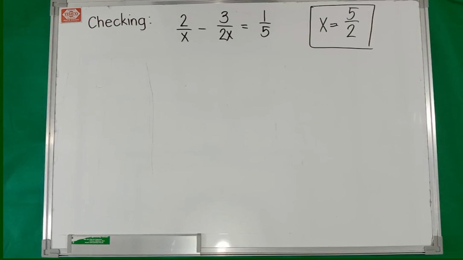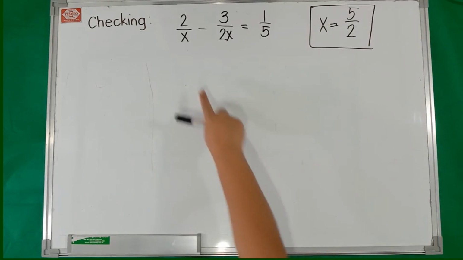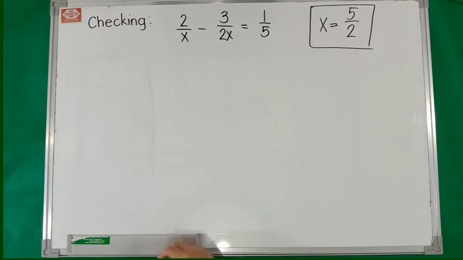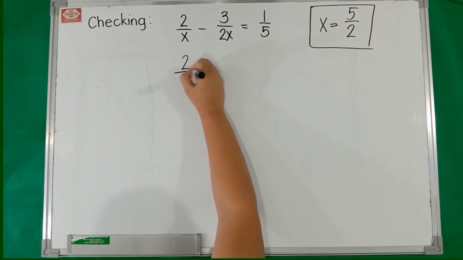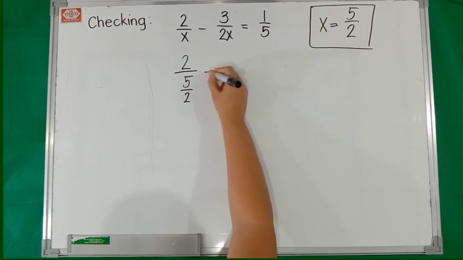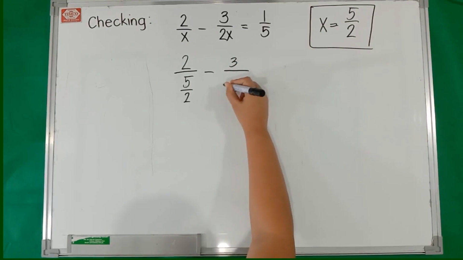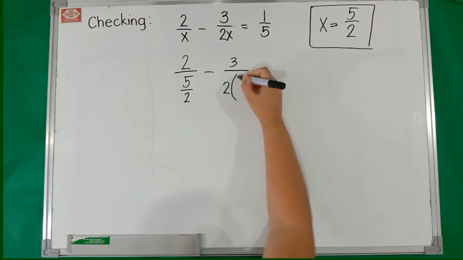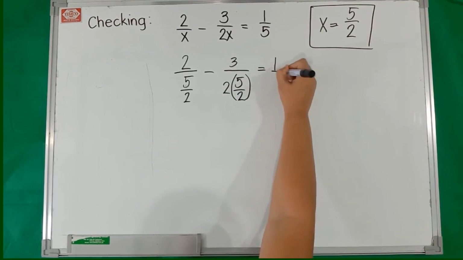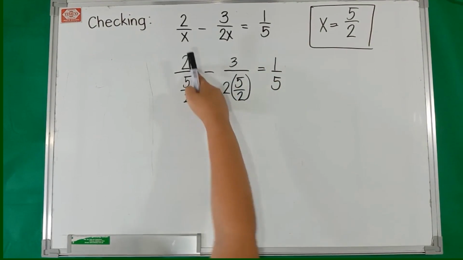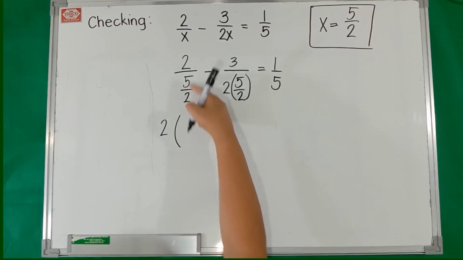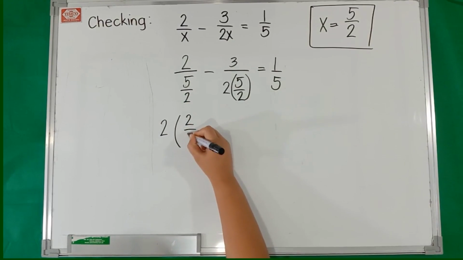To check if the computed value for x is really our solution, we have to substitute the value of x in our original equation. 2 over 5 over 2 minus 3 over 2 times 5 over 2 equals 1/5. So write 2, get the reciprocal of 5 over 2, which is 2 over 5.